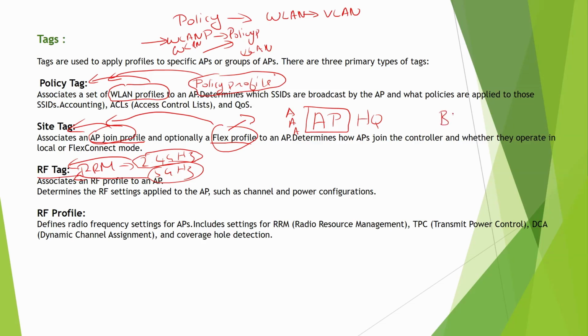Suppose there is a branch access point. For the branch access point, I will assign policy tag as A, site tag as B, RF tag as A. Okay. In the same branch, I got a branch AP1. I can assign a policy tag as maybe B, and site tag as A, and then again RF tag as A.